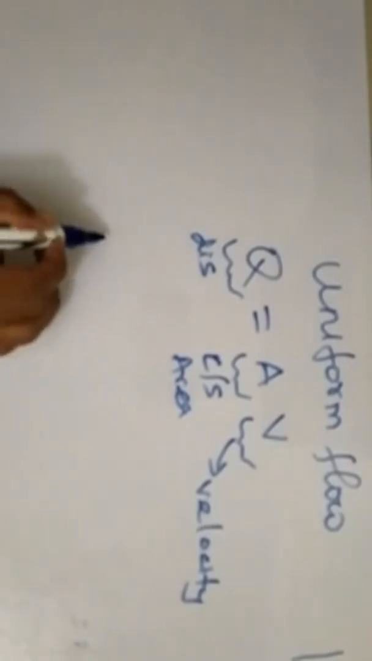For calculating velocity, we have so many formulas. In that case, one very important formula is called Chezy's formula. We are now going to discuss Chezy's formula and derive it. Then after deriving Chezy's formula, we are going to solve some problems using it. Now we will discuss how to derive Chezy's formula.